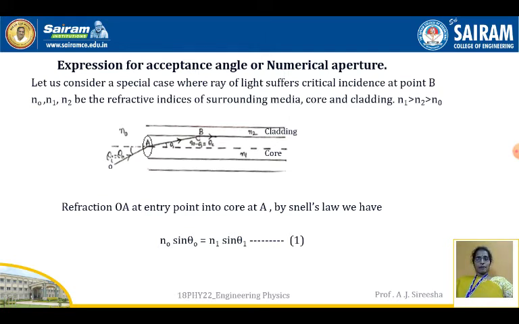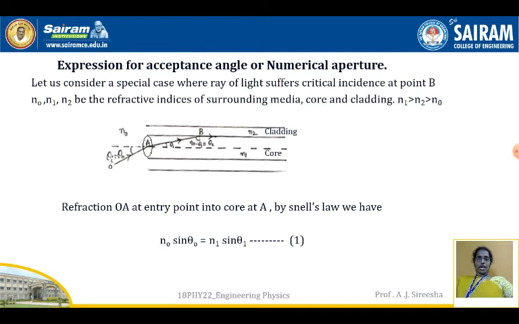Now our major concern is at point A and at point B. We have taken the angle of incidence at point B as a special case of critical incidence. That means 90 minus theta 1 becomes equal to the critical angle, theta C. So the ray is grazing the interface between N1 and N2, that is, the angle of refraction at B is 90 degrees. Now we will consider this case to derive the expression for the angle of acceptance or the numerical aperture.